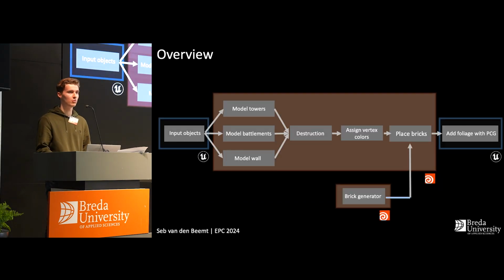So with the references in the pocket, I will now break down the tool. We first start off in Unreal, where we get all the input objects, and then they get fed into the Houdini HDA, where we generate the main model. After that, we generate the destruction. We assign vertex colors for the castle shader, and then we scatter various separate brick meshes. After that, the mesh gets fed into my PCG graph, where we add the foliage on the side of the castle wall.